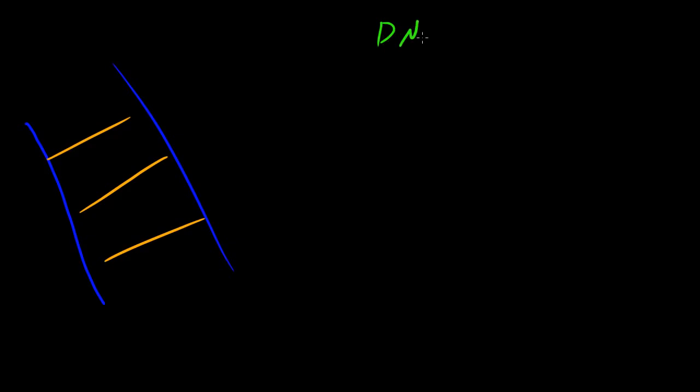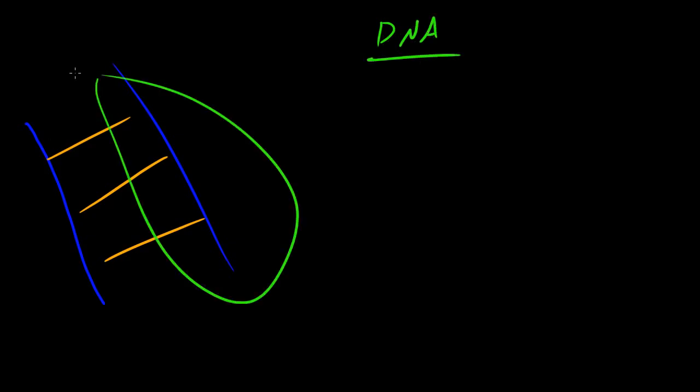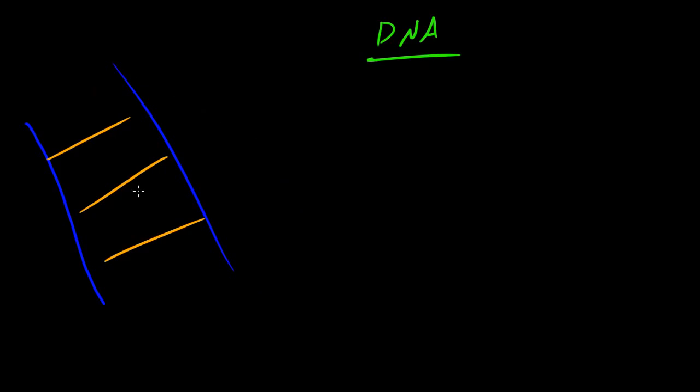Let me just go ahead and write this. It feels like it should be written at the top. It's pretty much made up of two strands of nucleotides, one on the left, one on the right, and it's arranged so it looks like a twisted ladder. However, whenever I drew it right here, I drew it as an untwisted ladder because it's easier to show what I'm going to show right now.